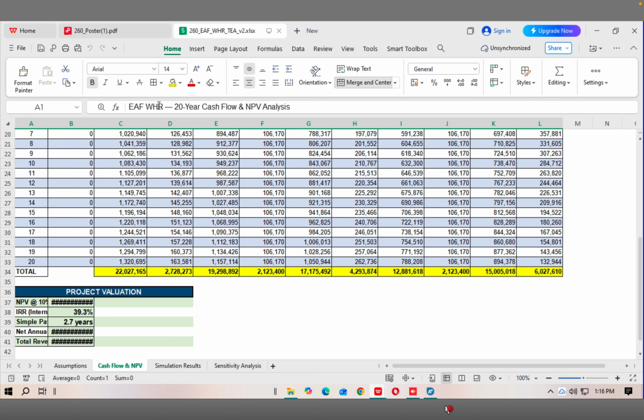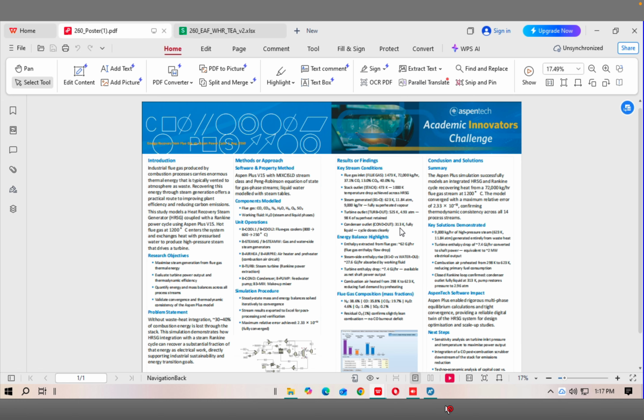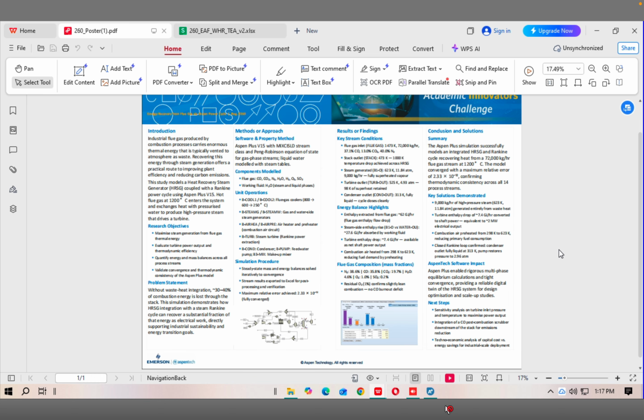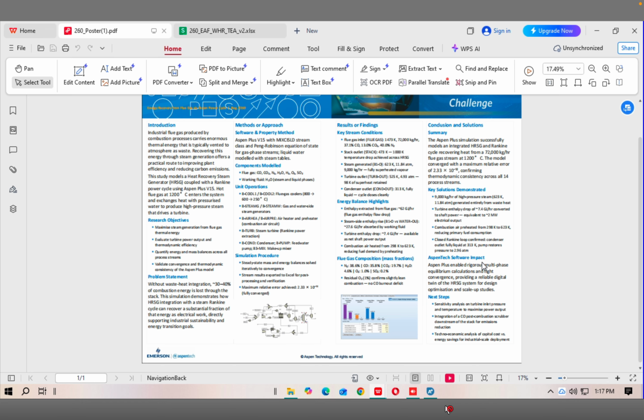Now for the conclusion part. To summarize, this project demonstrates that EAF waste heat recovery is both technically feasible and economically highly attractive. Aspen Plus V15 confirmed full system convergence: flue gas cooled from 1200 to 200 degrees, superheated steam at 350 degrees driving the Rankine cycle, and all design specifications converged. APA validated capital cost at $2.12 million, a payback period of 2.7 years, and an IRR of 39.3% make this an excellent industrial investment.